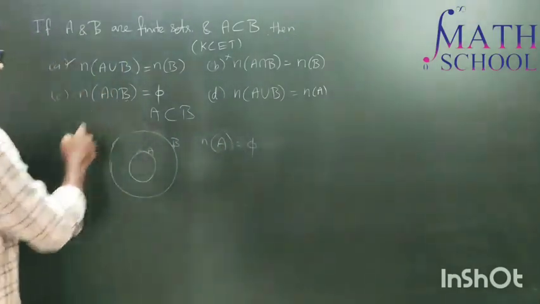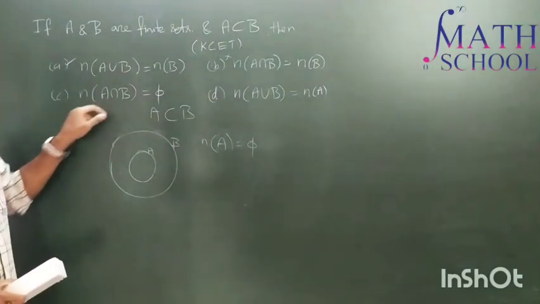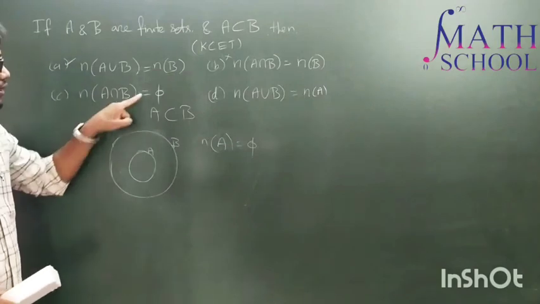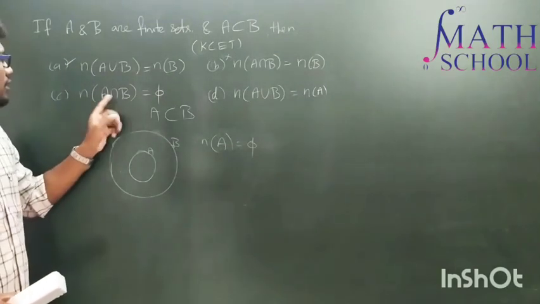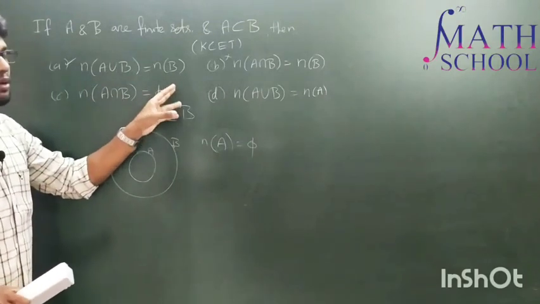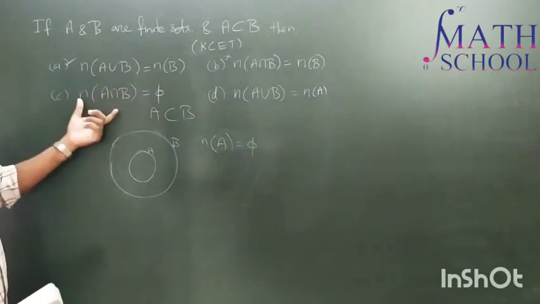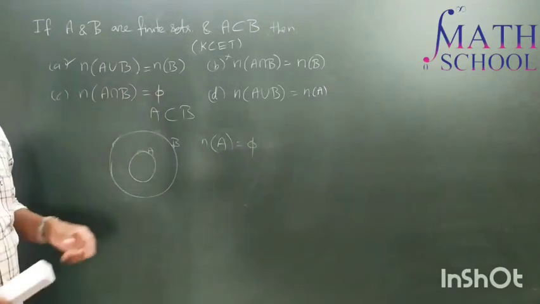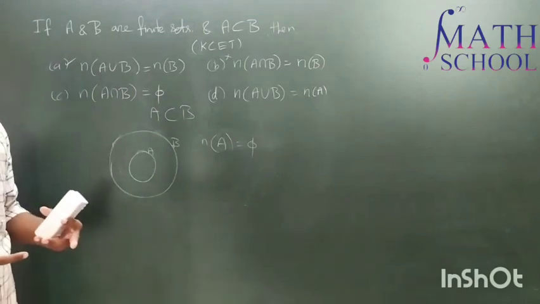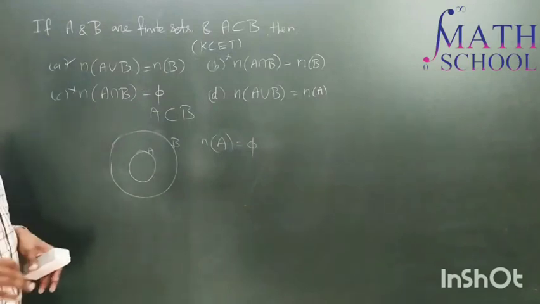Here, by the statement itself, you can omit it, because N of A intersection B says the number. Empty is a set. If they would have given N of A intersection B equal to 0 or some number, maybe we could consider it. But this is a number and empty is a set. How can you compare a number and a set? You can't. So from that clue itself we can omit it.